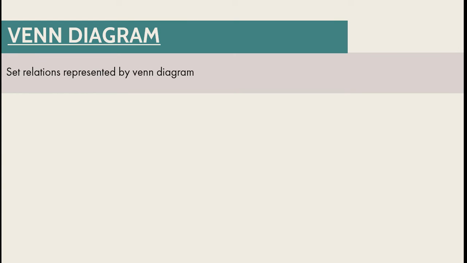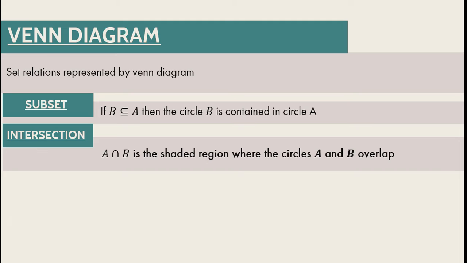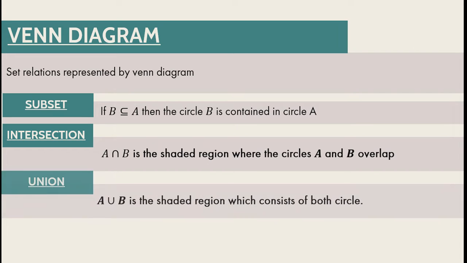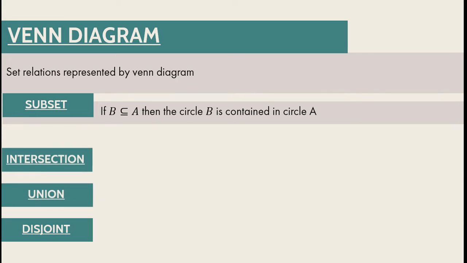Okay, now we come to some set relations represented by Venn diagrams. First, we can represent subset. We can represent intersection of sets. We can represent union, and we can illustrate the disjoint of sets. Okay, we will come to the four concepts one by one.